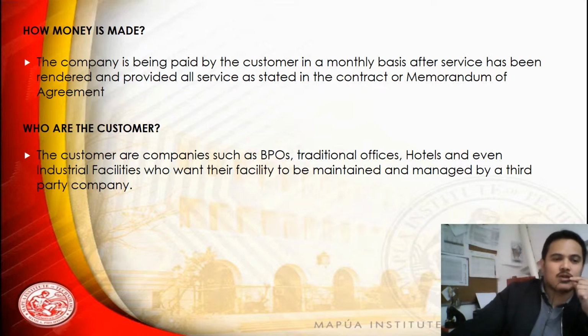Next is who are the customers. The customers are companies such as BPOs, traditional offices, hotels, and even industrial facilities who want their facility to be maintained and managed by a third-party company. As I proceed with the presentation, let us be clear that the word company refers to the facility service provider, and that the words facility and client refer to the customer.